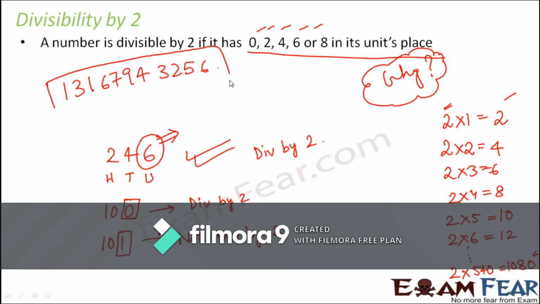If I write a number as big as this, we just look at its units place and we find a 6 here. This shows that this big number is a multiple of 2. That means this big number is divisible by 2. And that is why this rule works. So with this rule in place, you can very quickly tell, within seconds, whether a number is divisible by 2 or not.